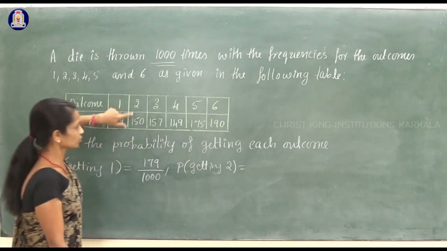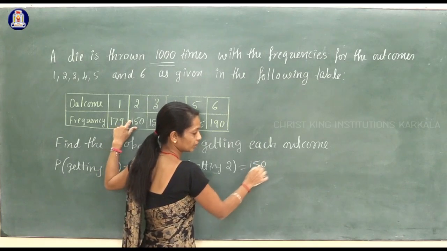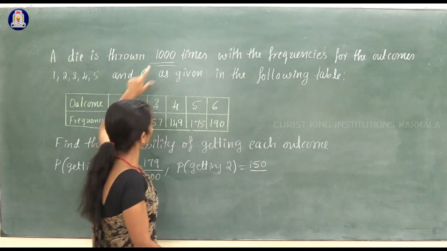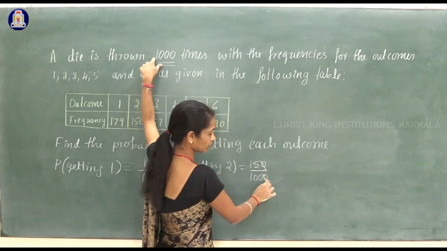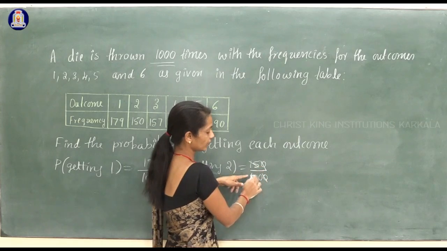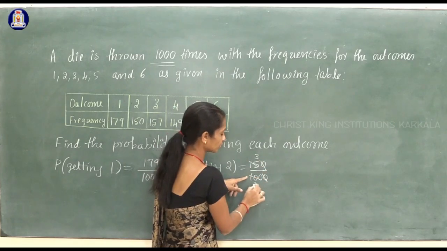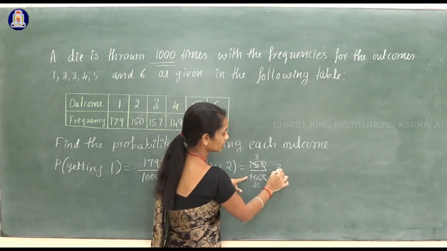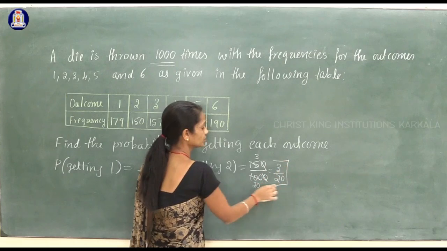How many times did you get 2 on the die? 150 times, which you write in the numerator, dividing by the total number of throws, that is 1000. And here you can simplify further: cancel 0 at the end, then 150 you can cancel by 5: 5 3 times 15, 5 2 times 10, so 3 by 20. That is the probability of the second outcome.